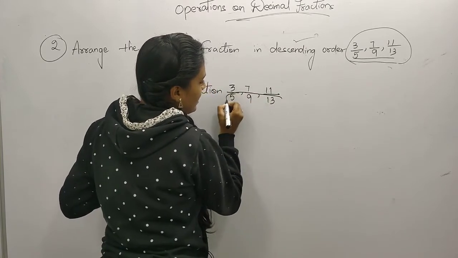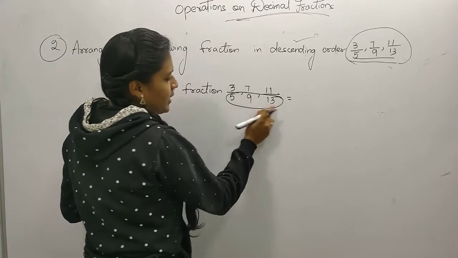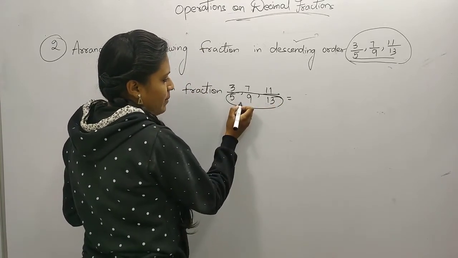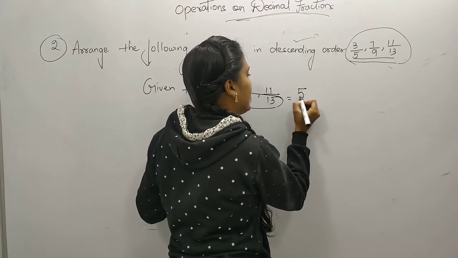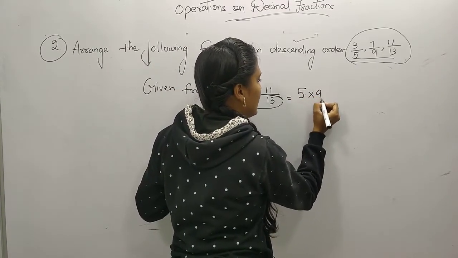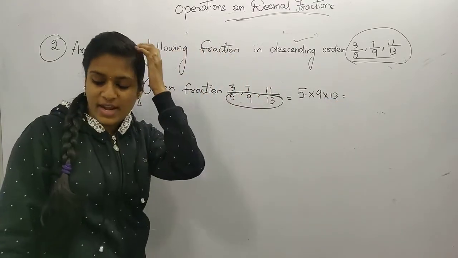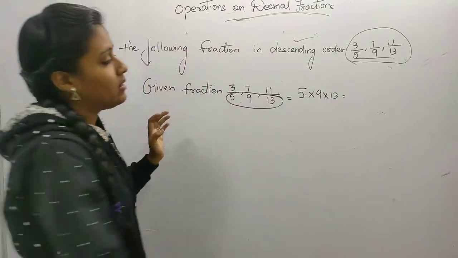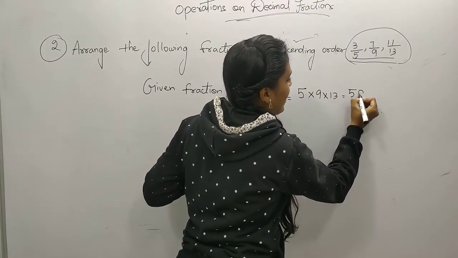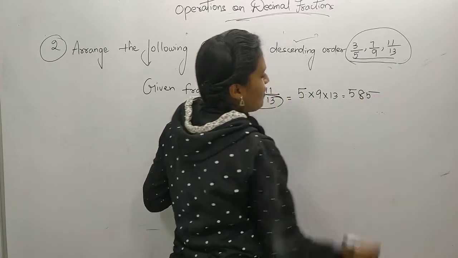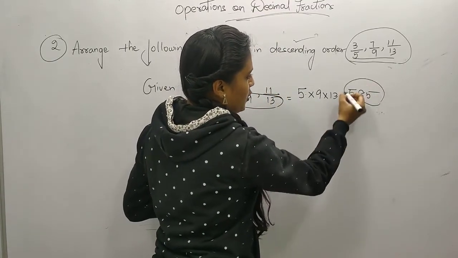We have to find the denominators. Here the denominators are different and these are prime numbers, which means we have to directly multiply them. 5 into 9 into 13. What is the answer of 5 into 9 into 13? By multiplying it, we will get 585. The answer is 585. Now we got the common denominator.